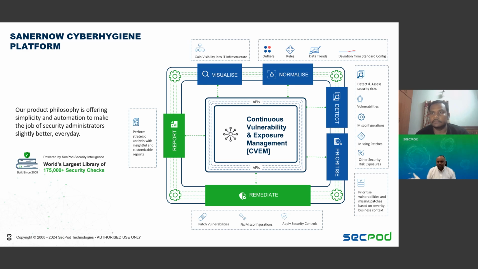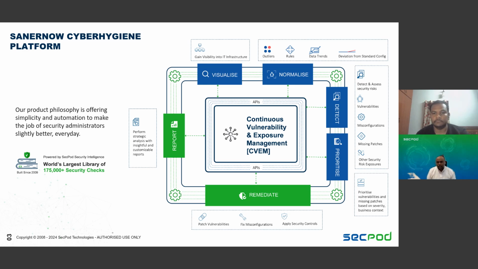The second layer is Normalize. This layer analyzes the IT infrastructure and identifies any anomalies or outliers in it. It could be unwanted applications, unwanted services or ports running, or users who are not expected to be there. It provides you the visibility and allows you to eliminate those unwanted infrastructure elements. This is the posture anomaly offering which we have in SanerNow.